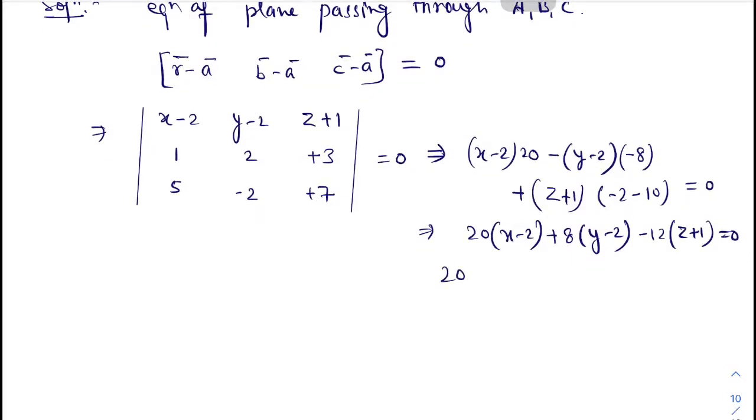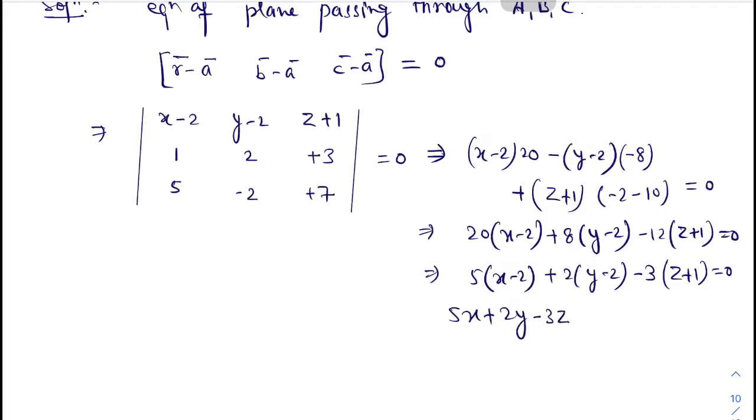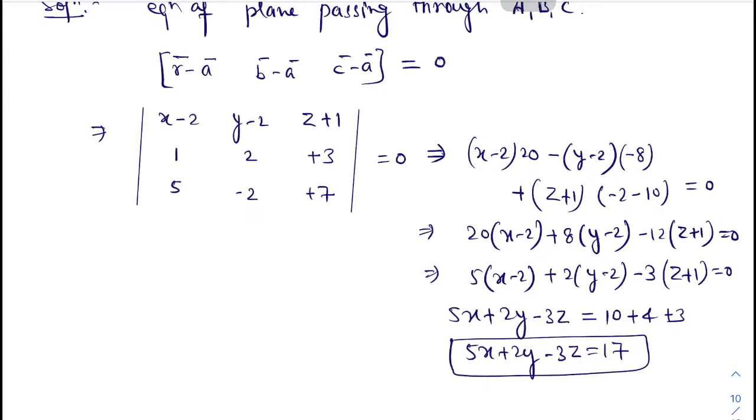So finally, by dividing it with 4, I can simplify this to be 5 times x minus 2 plus 2 times y minus 2 minus 3 times z plus 1 equal to 0, or 5x plus 2y minus 3z is equal to 5 plus 4, oh sorry, this will be minus 10 now, plus 10 plus 4, and it will be plus 3 equal to 17. 5x plus 2y minus 3z is equal to 17. This is the equation of the plane that is passing through the points A, B and C.